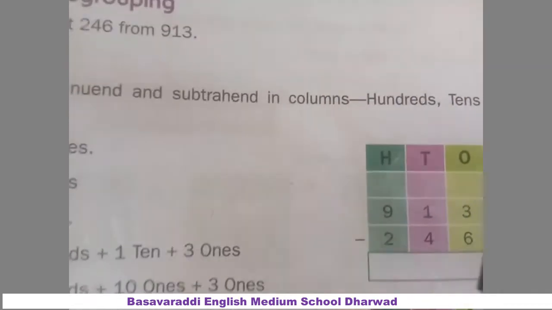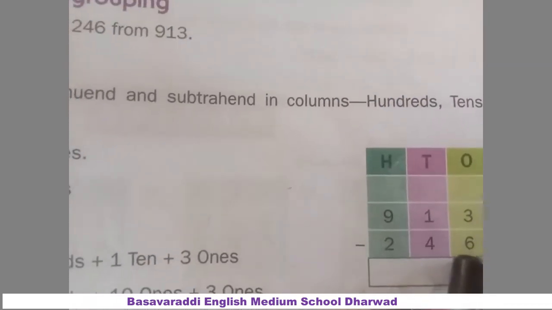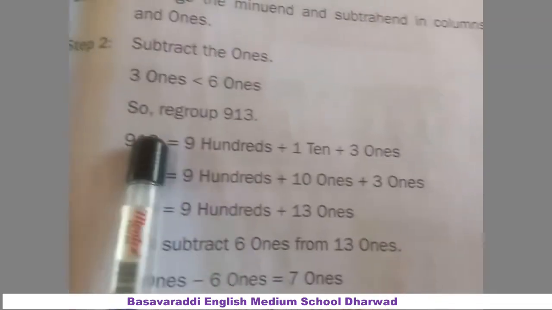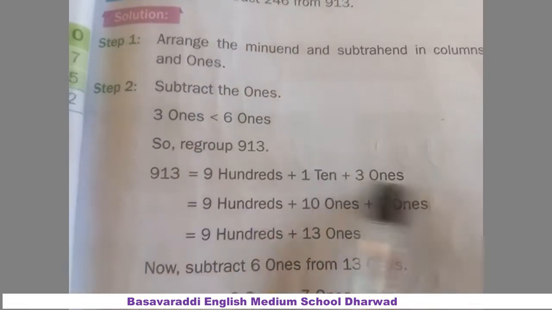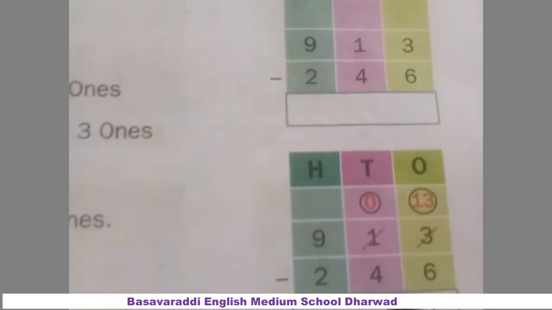Here 3 ones is smaller than 6 ones. What do we have to do? We have to borrow from the tens place. It gives 1. Then 13 minus 6 is 7. Now 1 minus 1 is 0. Now here it is 0.